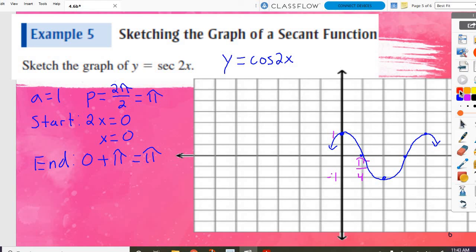And then just like before, basically we're just going to flip that into our secant graph. Because in the end, that's the graph that we're actually wanting to get. So I'm going to draw my asymptotes through my zeros. And then I'm just going to flip each of my maxes or mins. And my orange graph would be the graph that we actually want to have.